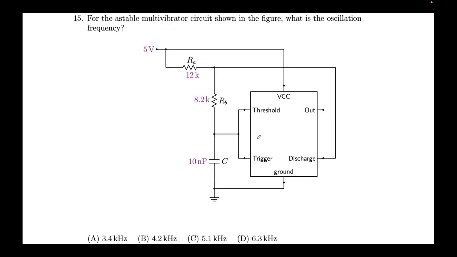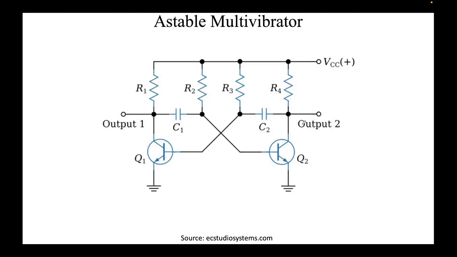You see here, we are given just a black box. There are multiple ways of implementing it, but first I want to put across the principle of an astable multivibrator. Astable means it's not stable, it will keep on oscillating. It's like the Schmitt trigger, you remember, it keeps on oscillating. So a similar principle applies here.